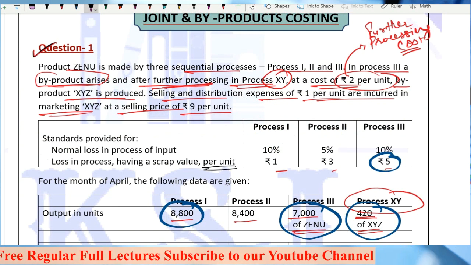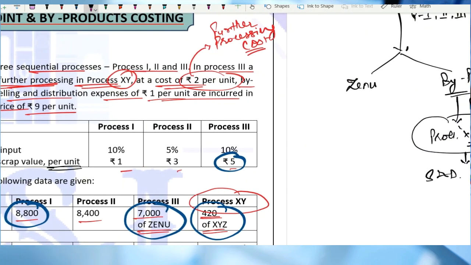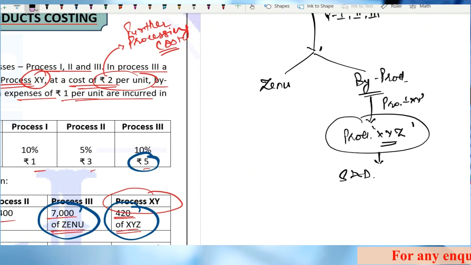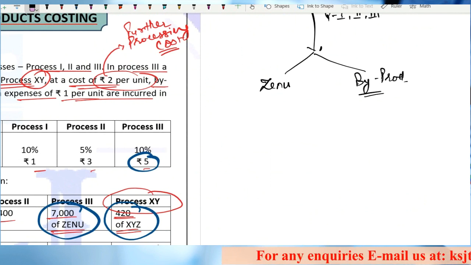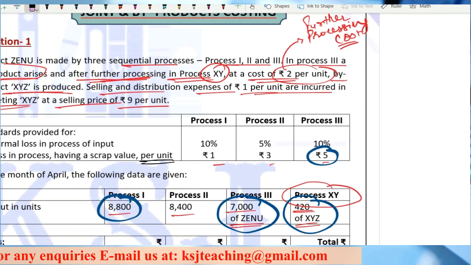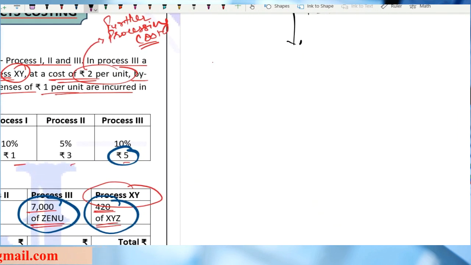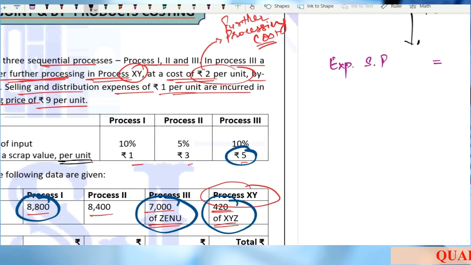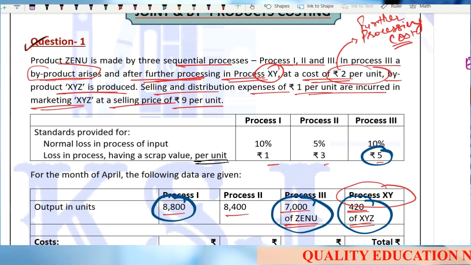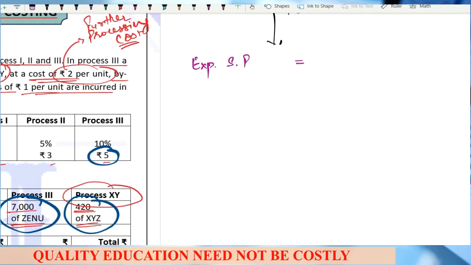Can you tell me, in the question, what is the expected selling price of that byproduct? What is the expected selling price, sir? Please read the question carefully and tell me what is the expected selling price. Okay, I'll write here, I want you people to tell me expected selling price from the question. In the very first paragraph it is given, sir, 9 rupees is the expected selling price.